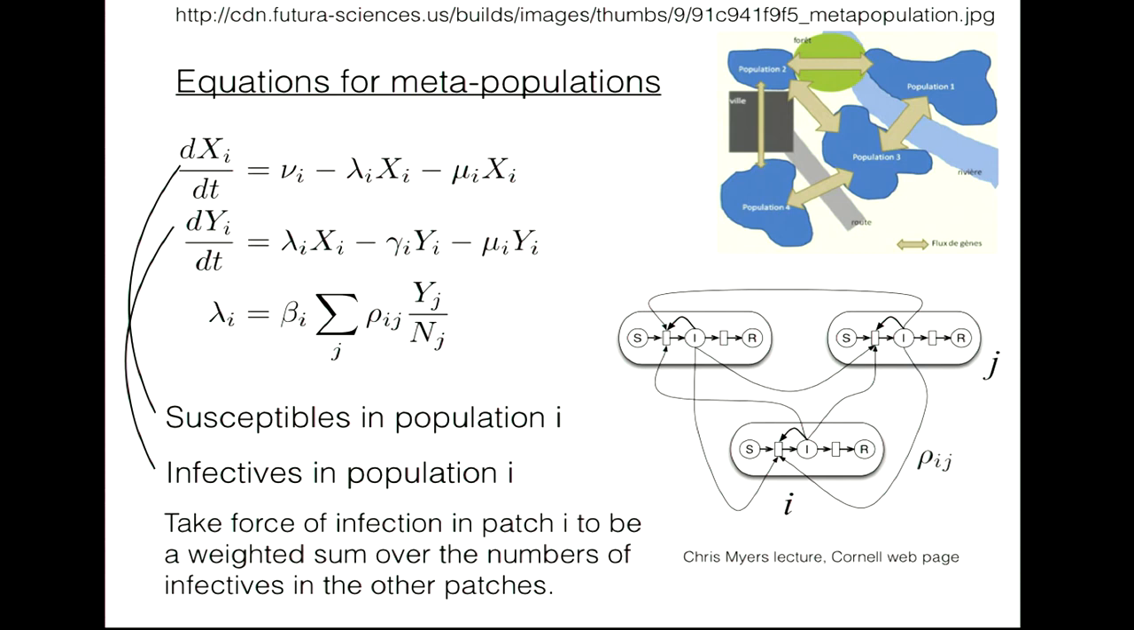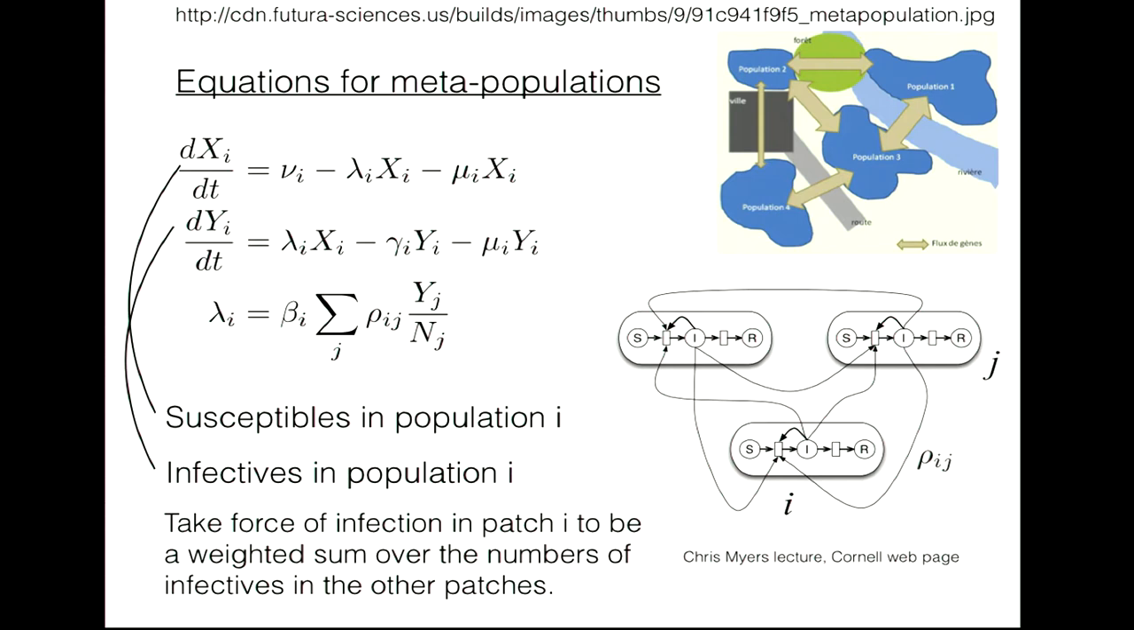So lambda_i, the force of infection influencing susceptibles in population I, is beta_i, reflecting that infection, times rho_ij, which tells you how I and j are connected, times the number of infected in population j. So that's susceptibles in population I and infectives in population I, which is why this I index is there. But it's this lambda_i term that couples different populations and makes this whole discussion somewhat linear. What is done here is to take the force of infection in patch I to be a weighted sum over the numbers of infected in the other patches.